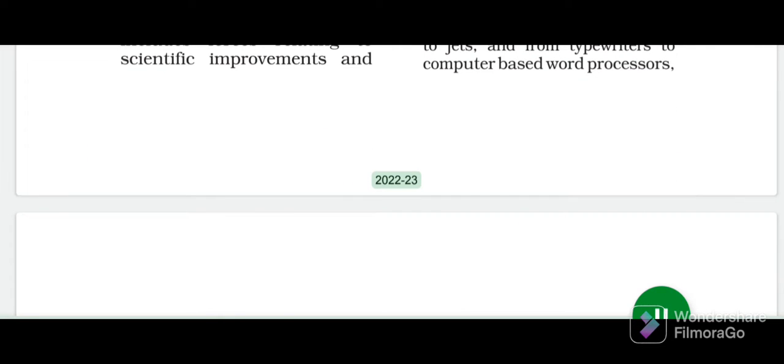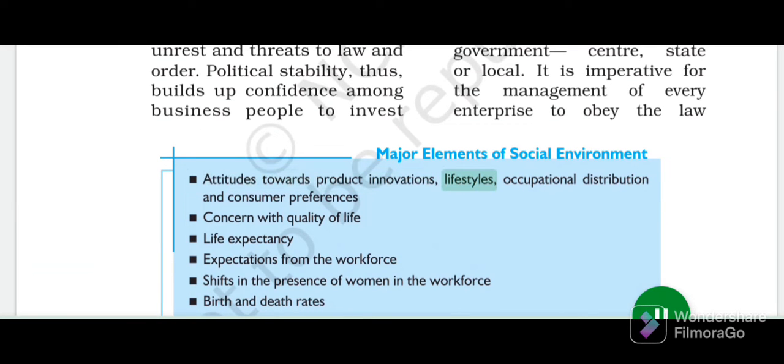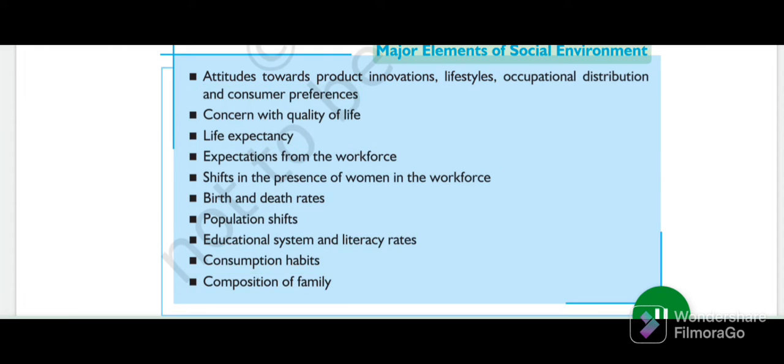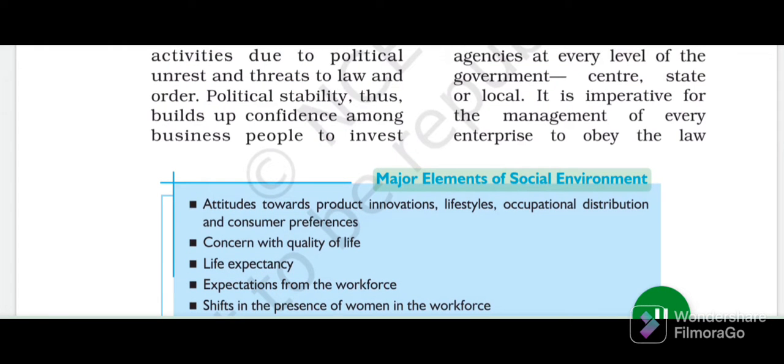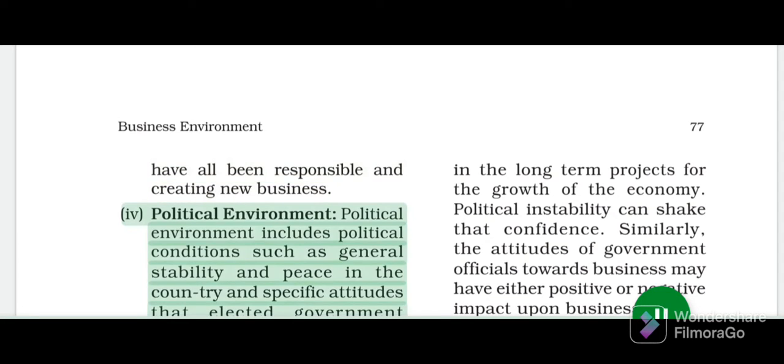Attitudes towards product innovations, lifestyles, occupational distribution and consumer preferences, and concern with quality of life and life expectancy, and expectations from the workforce, and shifts in the presence of women in the workforce, and birth and death rates, and population shifts, and educational system and literacy rates, and consumption habits and composition of family. Major elements of the social environment have all been responsible in creating new business.